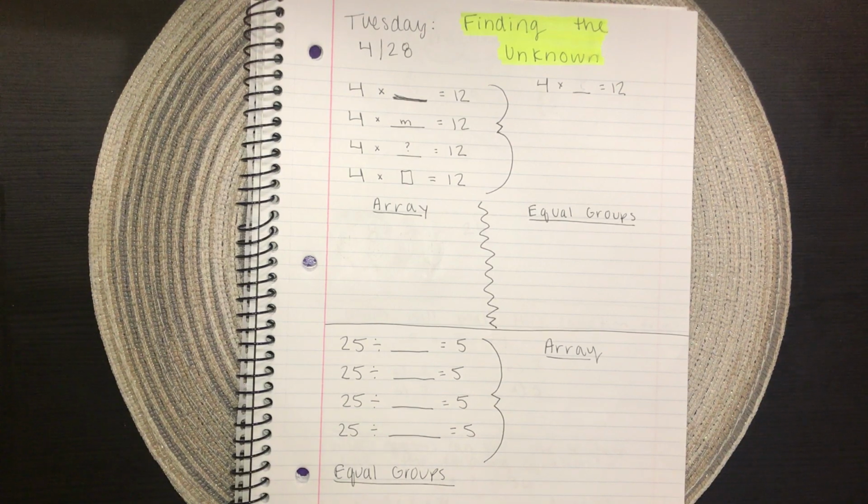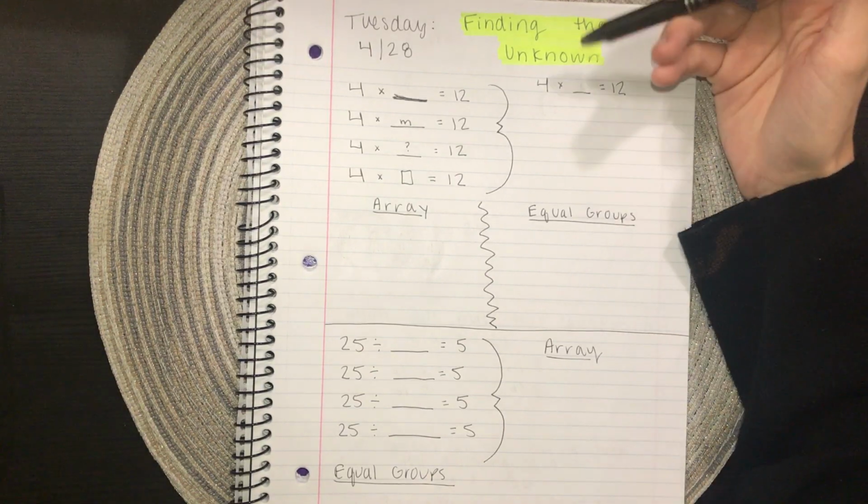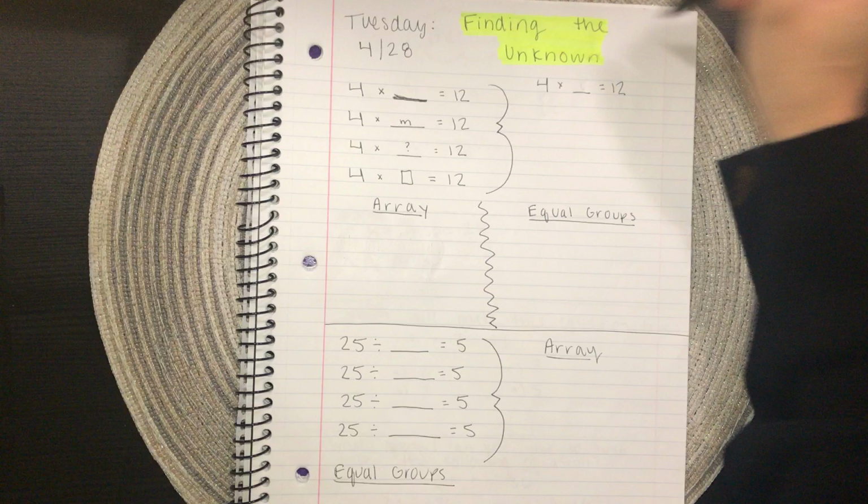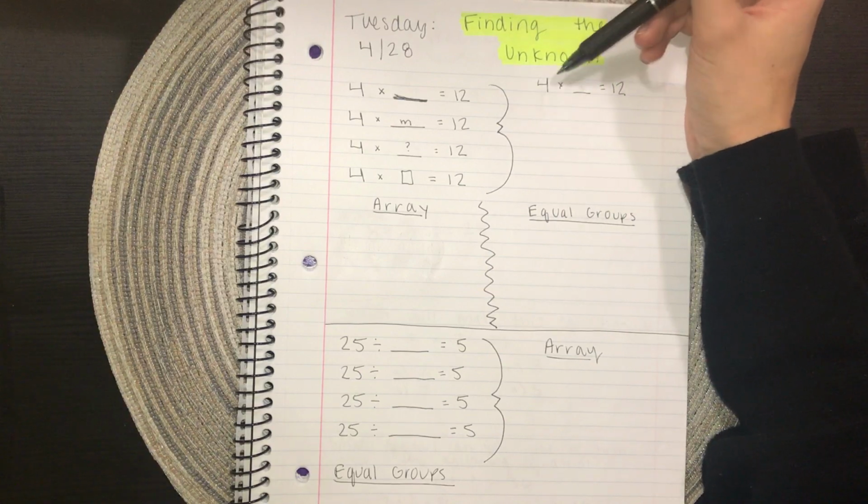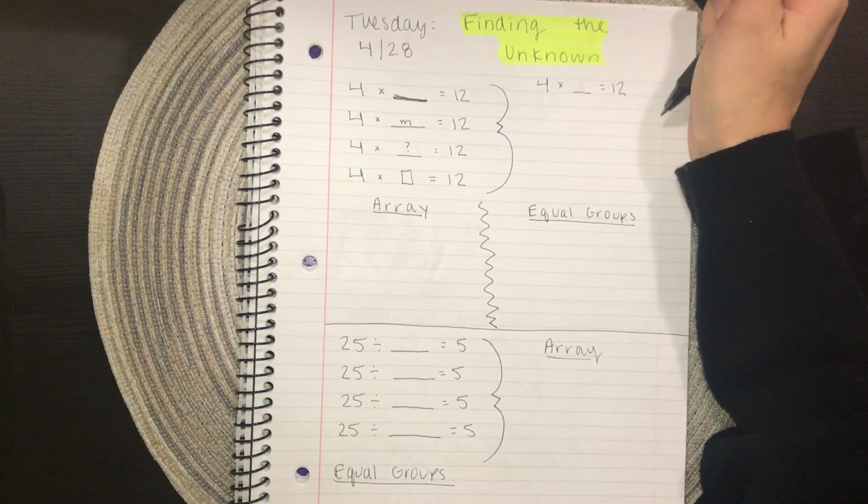This is the video for Tuesday on finding the unknown. And really what it is, is solving for that missing number, which is what you guys have been doing all along with multiplication and division. So I'll start over here. You might see a problem that looks similar to this. 4 times blank equals 12.